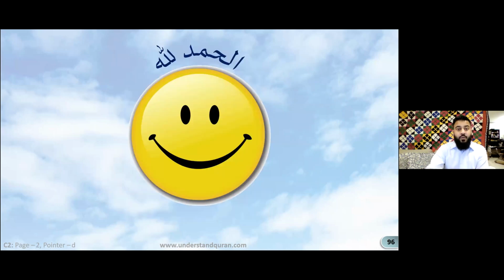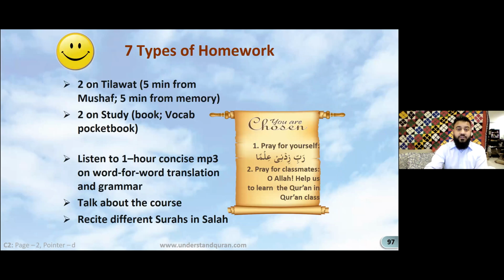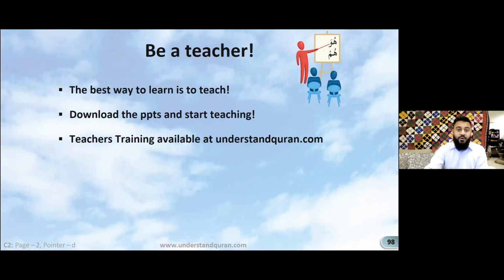Alhamdulillah. With this, we'll move into the homework, which you're familiar with. This we won't skip over, which is please be a teacher. The best way to learn is to teach. Lots of materials available for you. You can start small. It doesn't have to be grandiose. Start informally, and you can move more formally as well.